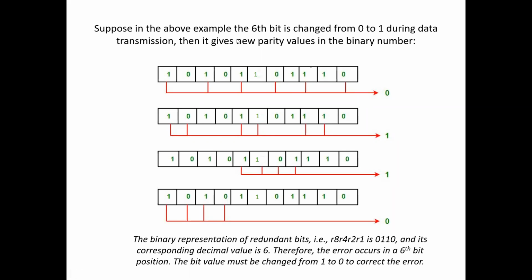This is about Hamming code. On the receiver side, once again we calculate the redundant bits. After recalculation of the redundant bits, we take the binary representation R8, R4, R2, R1, 0, 1, 1, 0. The decimal value of 0, 1, 1, 0 is 6. So the receiver finds the error in the sixth position and corrects the error from 1 to 0.